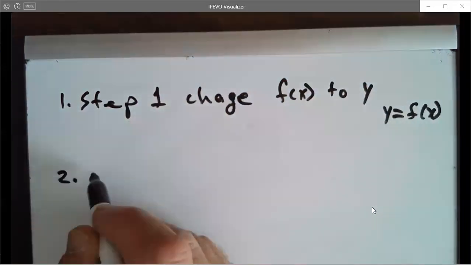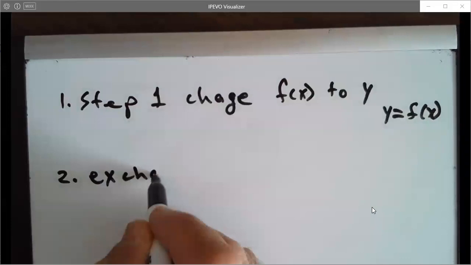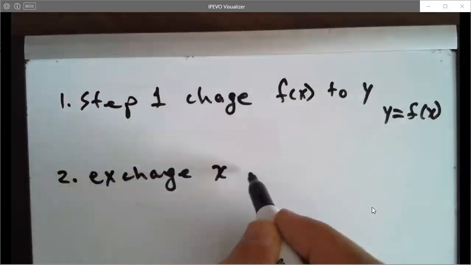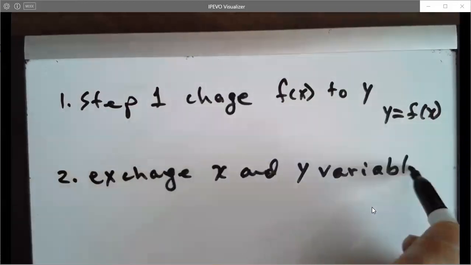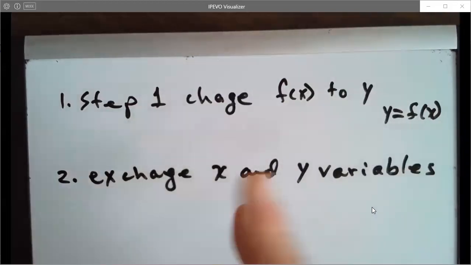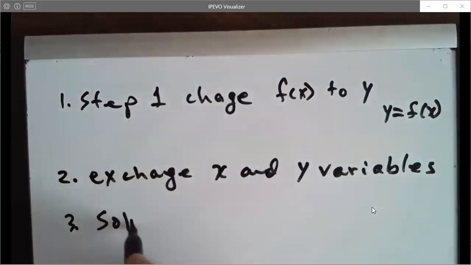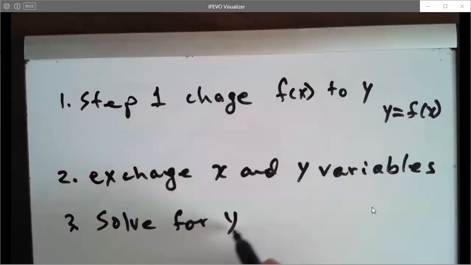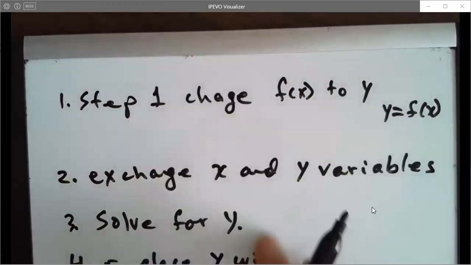Step 2, exchange x and y variables. So what was y is now x, and what is x is now y. And then step 3, solve for y. And then step 4, replace y with the inverse function sign.